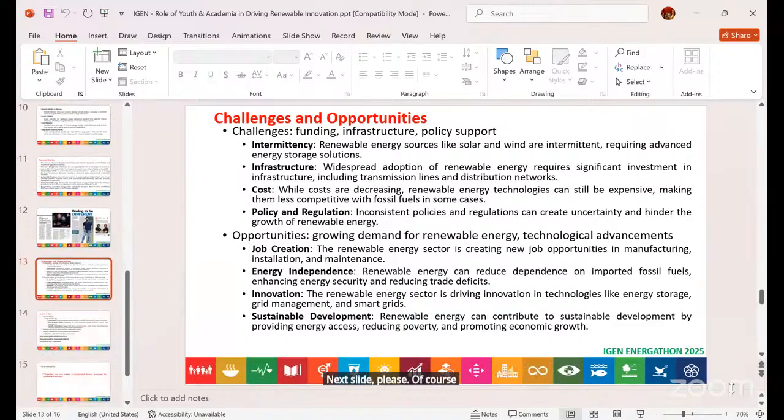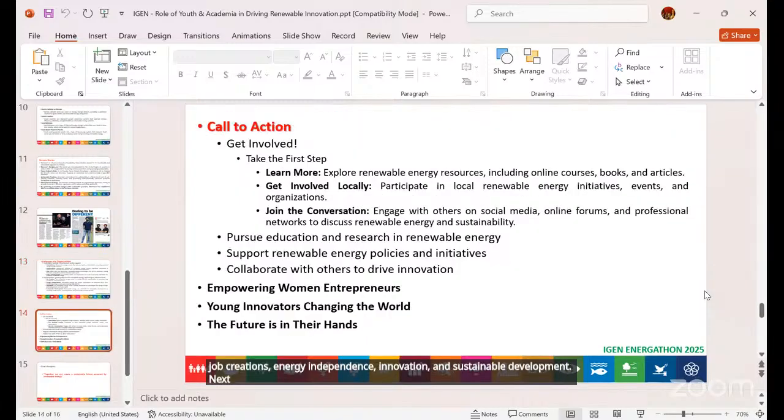Of course, the challenges and opportunities: the challenges people face are intermittency, infrastructure needs, policy and regulations. And the opportunities are job creation, energy independence, innovation, and sustainable development. Next slide. And call to action, what is to be done.